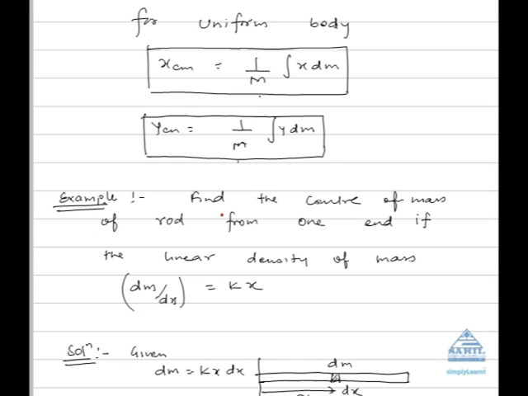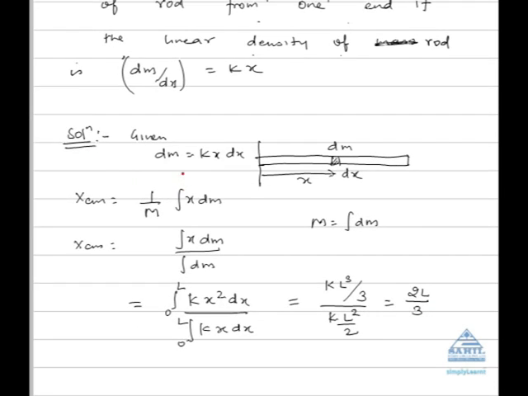Example, on the basis of variable mass or uniform density, find the center of mass of a rod from one end if the linear density of the rod is dm by dx is equal to k into x. Now we have dm is equal to kx into dx. Now from the above relation we have x center of mass is equal to 1 upon m integration of x into dm. In this case, mass is not constant, means we have to determine the total mass m is equal to integration of dm.